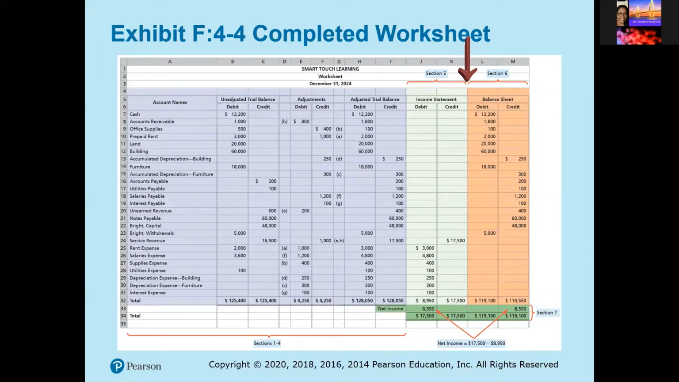Here you see the net income adjustment in the debit column of the income statement section and the adjustment in the balance sheet section as a credit.